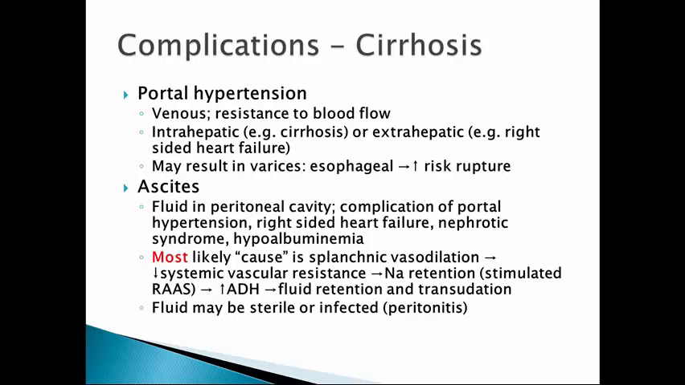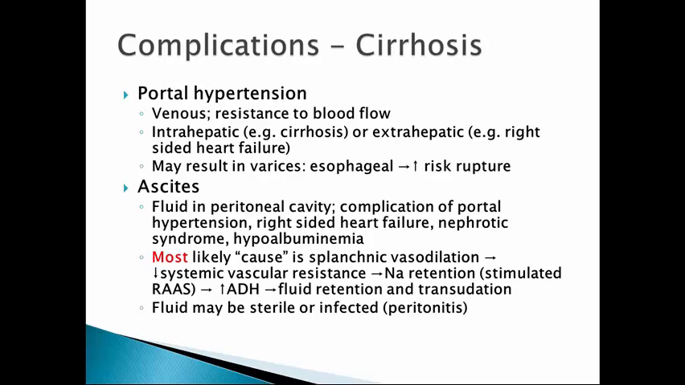A second complication of cirrhosis is ascites. What happens with ascites, once again, is you've got the cirrhotic liver, and fluid begins to collect in the peritoneal cavity. This is a complication of either the portal hypertension that we just talked about, but it could also be due to that right-sided heart failure, that extrahepatic effect. And of course, we know that it can happen in nephrotic syndrome as well as in anyone who has a very low level of serum albumin. I apologize on your set of slides for my typo.